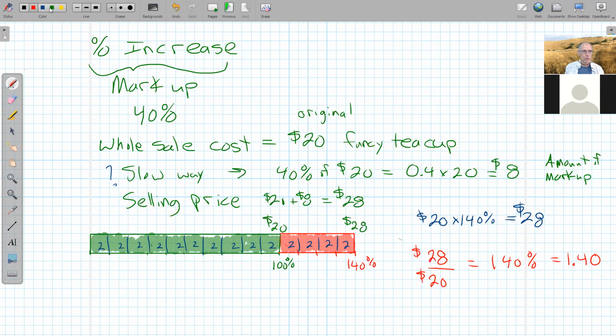And just a reminder about what this number means here, that 1 is 100% right there, which references my base amount, my $20. And this 40% right there, that 0.4 right here, is my markup of $8.